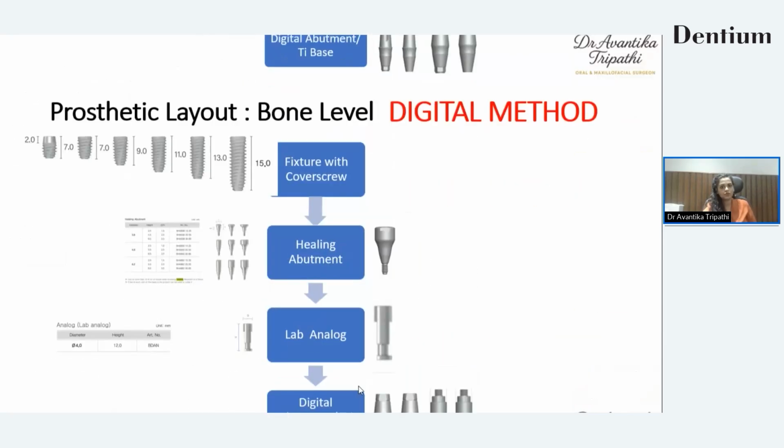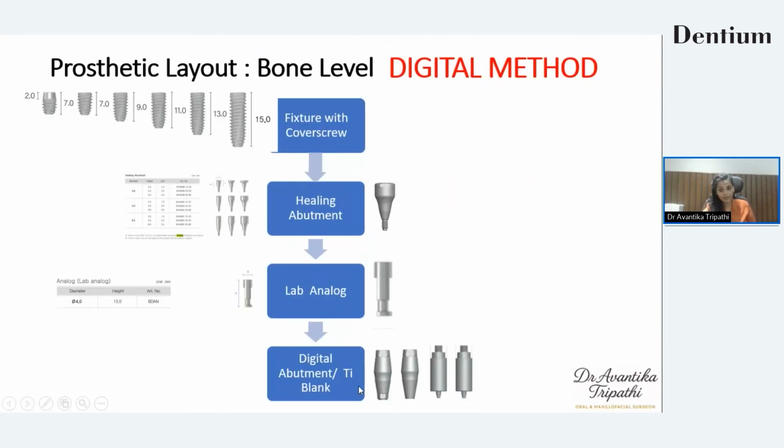If I am going to go ahead with the digital method, then I am going to place the implant, put the healing abutment. I am going to use the lab analog and I am going to place the digital abutment in the patient's mouth, scan it, send the data to the lab. They're going to make a prosthesis and I'm going to use the same analog, which is also a digital analog, during the fabrication of prosthesis. So along with this digital abutment and this lab analog, both these components have to be sent to the lab.